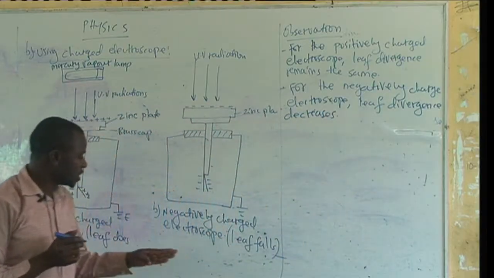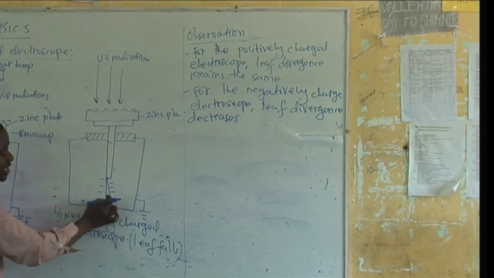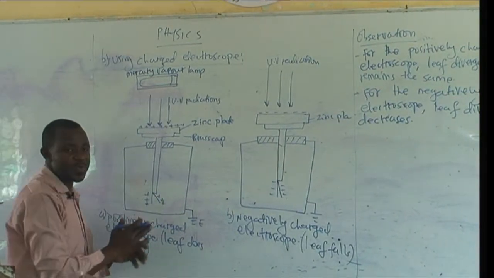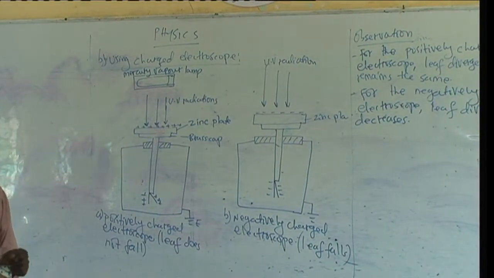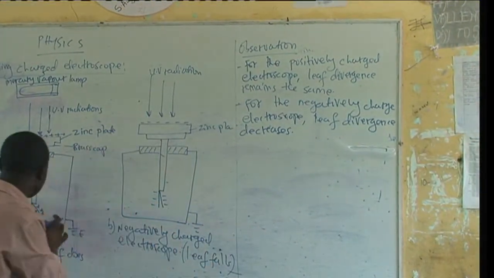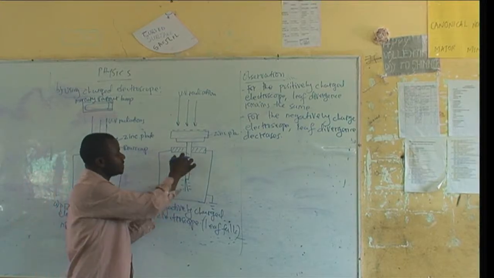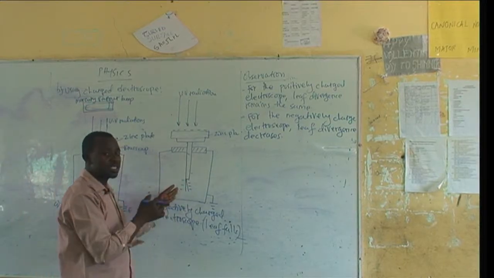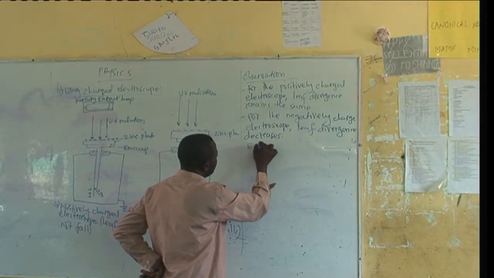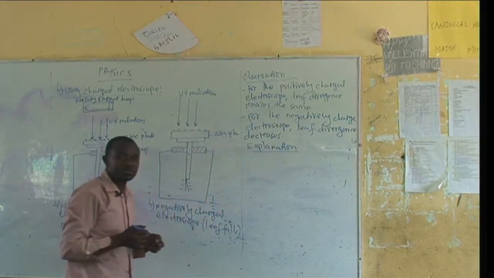Leaf divergence will decrease. So here, the leaf has fallen. There, leaf divergence has decreased, but here leaf divergence actually remains the same. Then we need to offer an explanation as to why leaf divergence here remains the same, and here on the negatively charged electroscope, leaf divergence decreases. So let's try to offer some explanation regarding this observation.